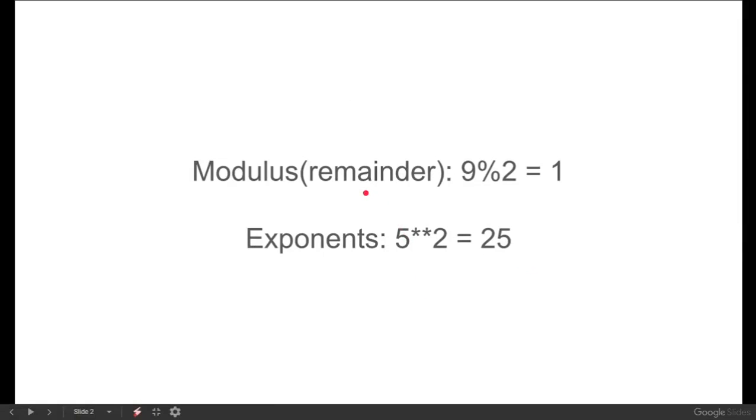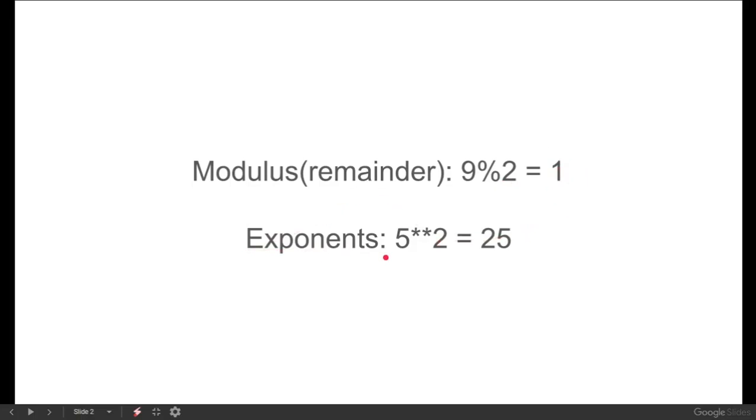So we have modulus, which gives you the remainder. It's notated by the percent sign that's found above the 5 on your keyboard. What this is doing is dividing two numbers and then finding the remainder from that operation. So in this example, we're doing 9 modulus 2. So what this will do is 9 divided by 2, which gives us 4 remainder 1. So that remainder 1 is going to be the answer. So the answer will be 1.